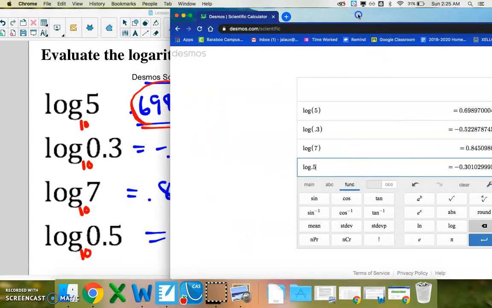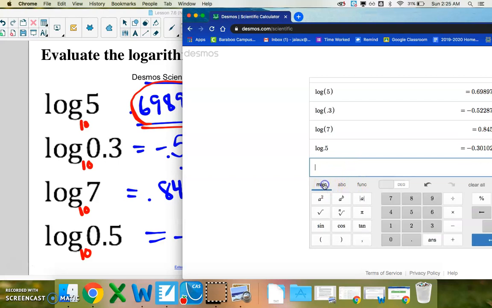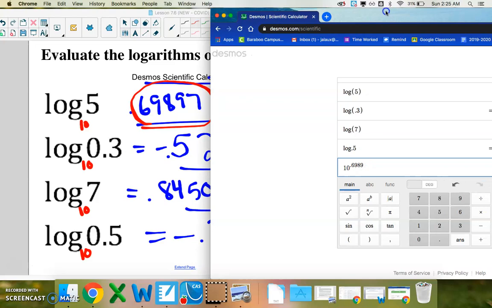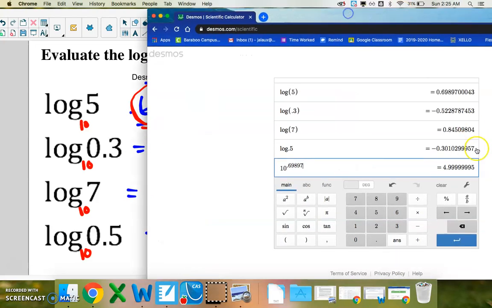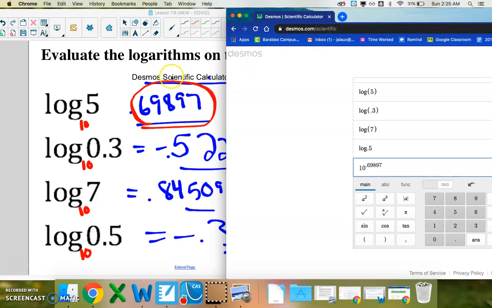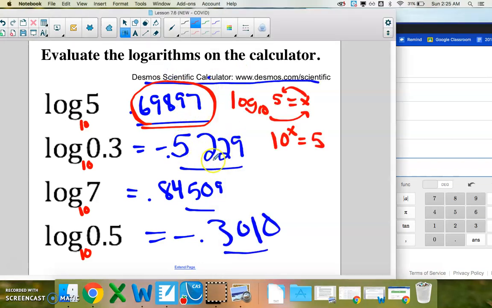So on my calculator, let's go back to the main screen, and I go 10 raised to the power of 0.69897. I'm going to get something extremely close to 5. Thus, log base 10 of 5 is equal to this exponent. What you're really finding is what exponent the base needs in order to give you the value. 10 to the 0.84509 equals 7. Log base 10 of 0.5 is negative 0.3010, meaning 10 to the negative 0.3010 equals 0.5.